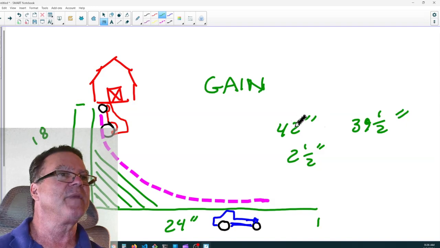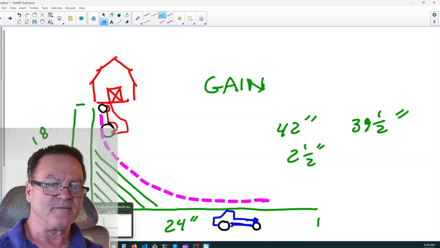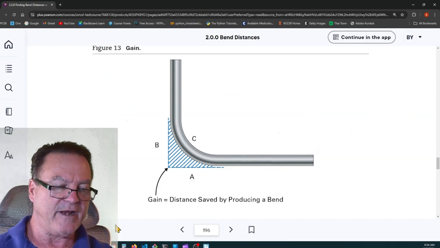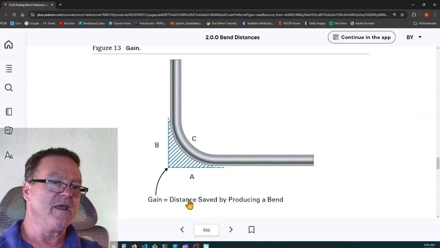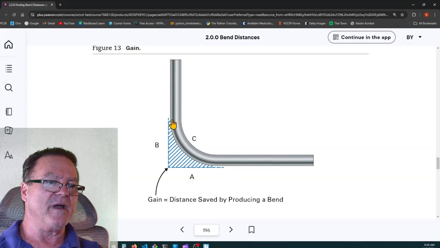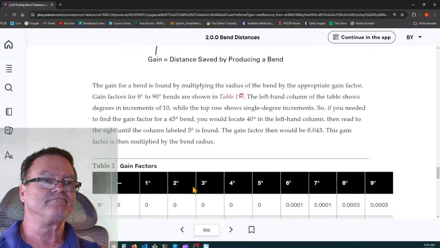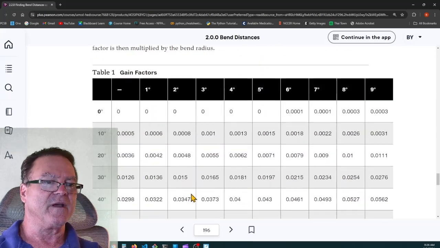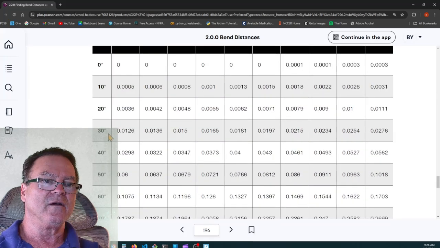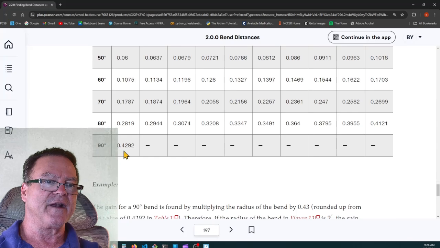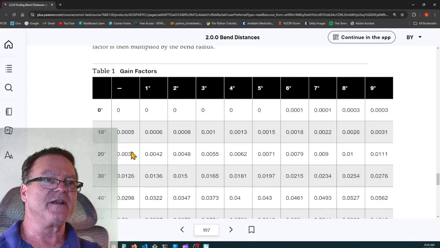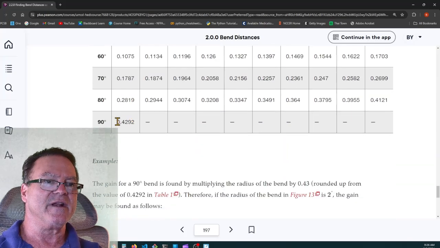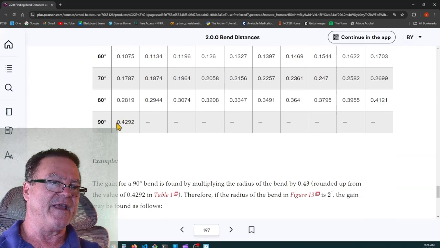So, all right. That's my best explanation of what gain is. Gain is the distance saved by producing a bend. There you go. So they have a gain factor. We won't worry about it. For a 90 degree, it says 0.4292 times the radius. That'll give you the gain.